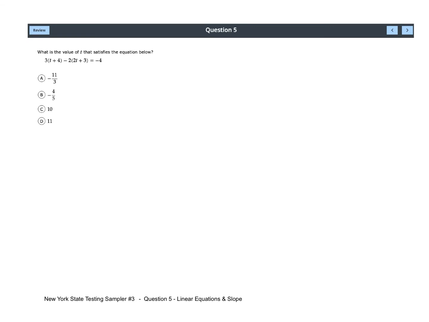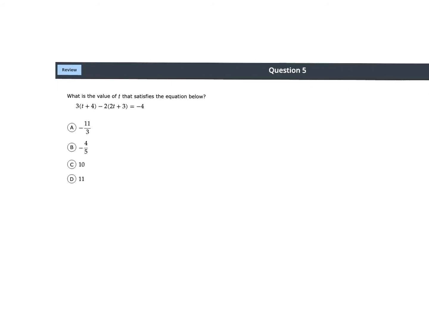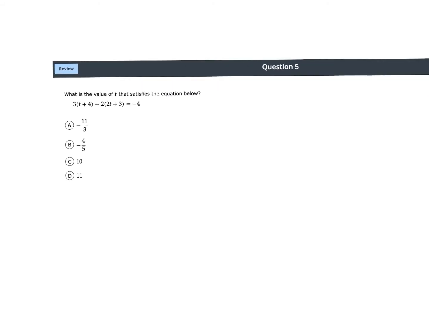This question comes from the New York State Testing Sampler, number 3, and it is question 5. It goes with linear equations and slope. And this is a straight up equation solving problem. So you'll see we have two occurrences of the distributive property.